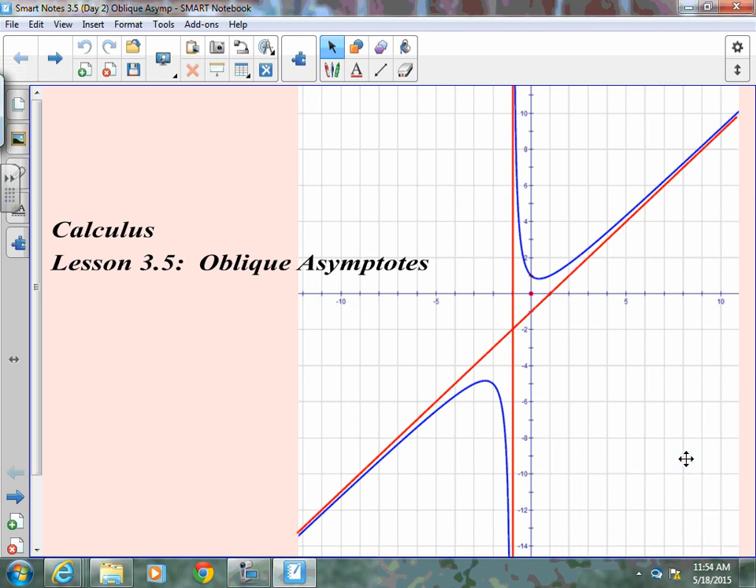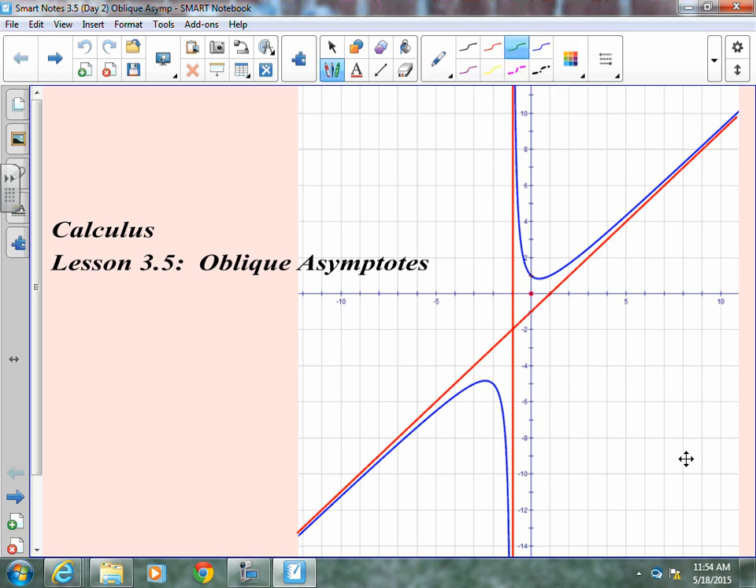Yesterday we talked about finding a bunch of different things in order to sketch a curve, and one thing I mentioned was an oblique asymptote, but I didn't tell you how to find it. That's what we're going to learn about today. So, oblique asymptotes are diagonal asymptotes. If you look here, we've got one vertical asymptote, and then we have a diagonal asymptote, which is our oblique.